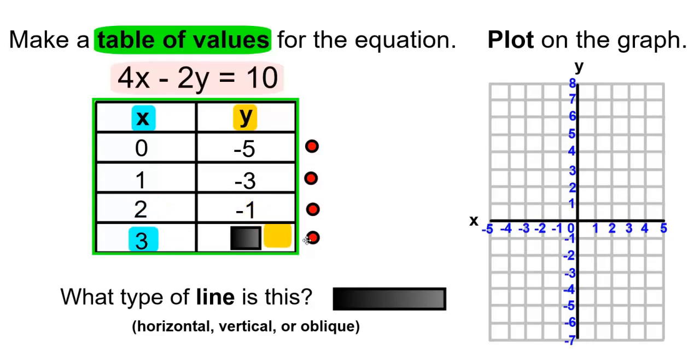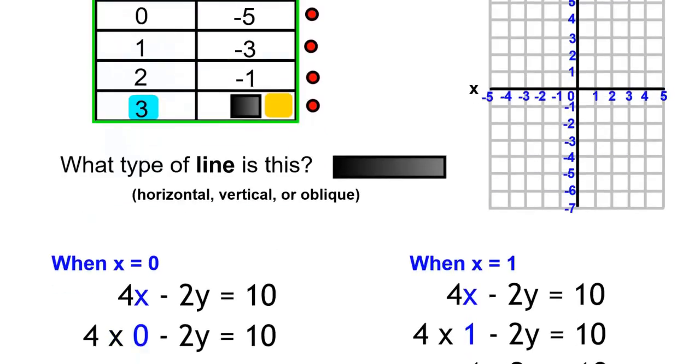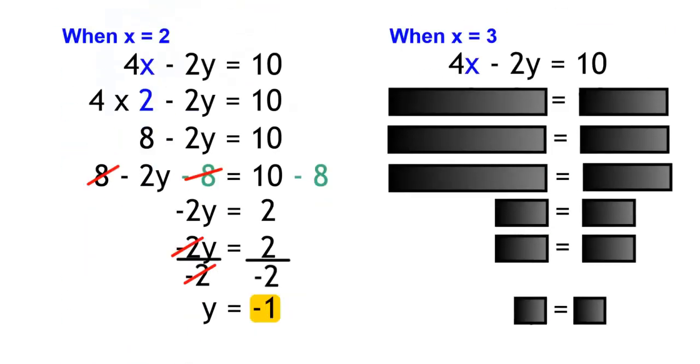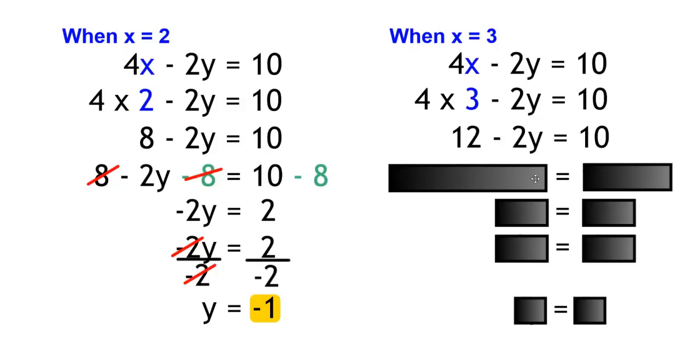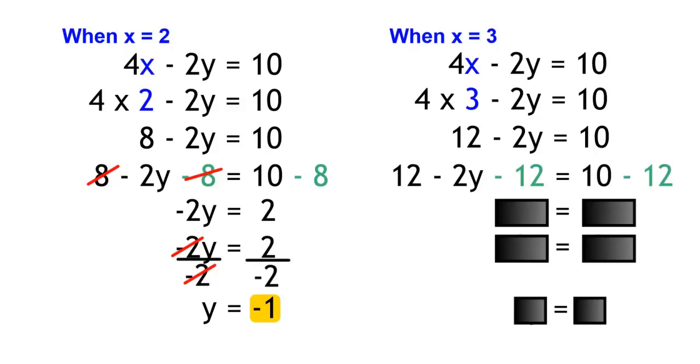When x is 3, what is the value of y? Replace x with 3 and solve. 4x minus 2y equals 10. 4 times 3 minus 2y equals 10. 4 times 3 is 12. 12 minus 2y equals 10. To remove the 12, we'll subtract this side by 12. Therefore, subtracting the other side by 12 as well. The 12 and the minus 12 will cancel, leaving us with negative 2y.